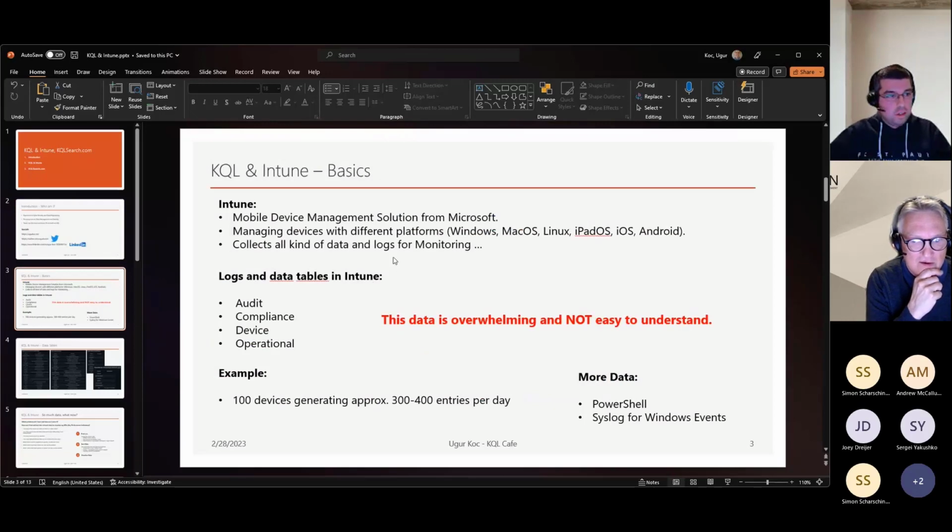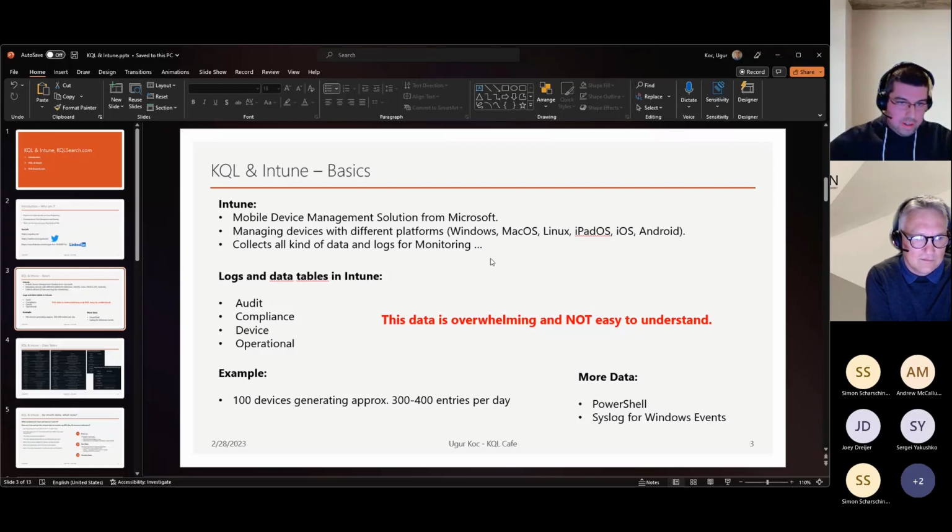Okay, so Intune is, I guess, well known to the people here, but from the very basics, it's a mobile device management solution from Microsoft, where you can manage different devices from different platforms, Windows, macOS. Currently, just the compliance policies with Linux, but it's coming until the end of the year, I guess, where you can fully manage it. Also, you can manage iPads, iPhones, and also Androids with Intune.